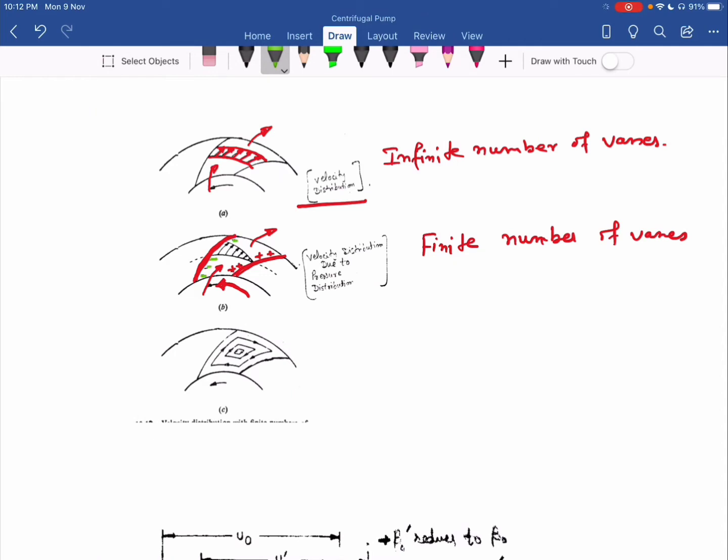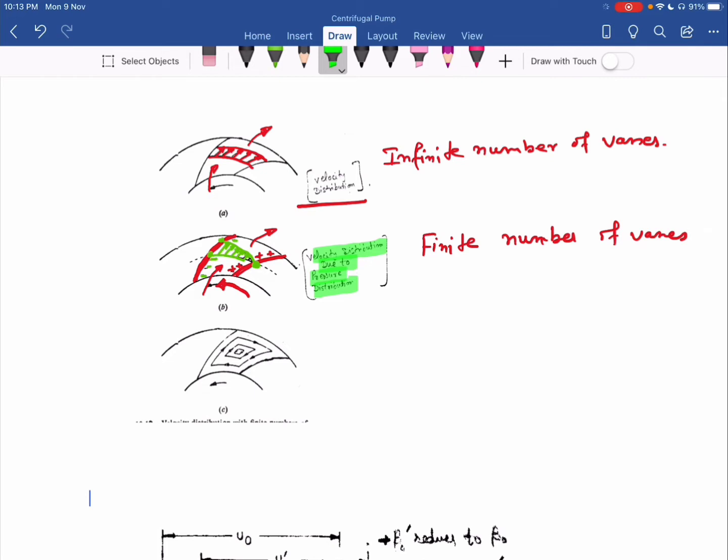Now due to this pressure variation, where the pressure is more, velocity is less. Where pressure is less, velocity is more. So then the velocity distribution is something like this. On this side we have low velocity and here we have the higher velocity, so it varies from minimum on this side to maximum on the other side. So this is the velocity distribution due to pressure distribution when we have a finite number of vanes. Now this impacts the motion of water going from the inner side to the outer side of the impeller.